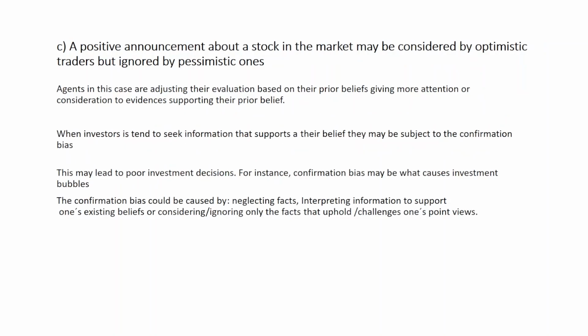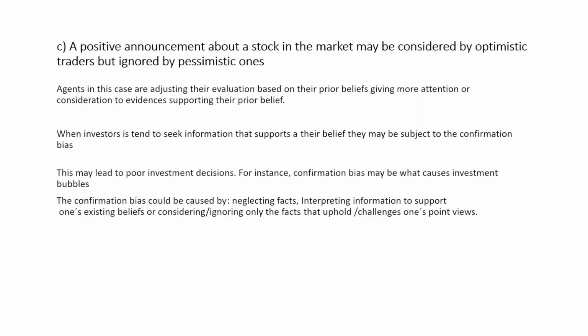And then situation C: a positive announcement about a stock in the market may be considered by optimistic traders but ignored by pessimistic ones. So in this situation, we have the very same piece of information. It hasn't been presented in different ways. We have the same format of the information, but it's being received and perceived in the market in different ways. Optimistic people have seen this as a positive announcement, whereas the pessimistic people have ignored the announcement.